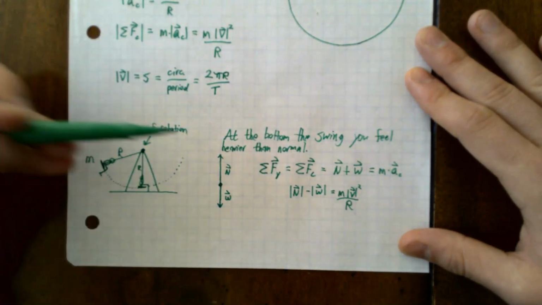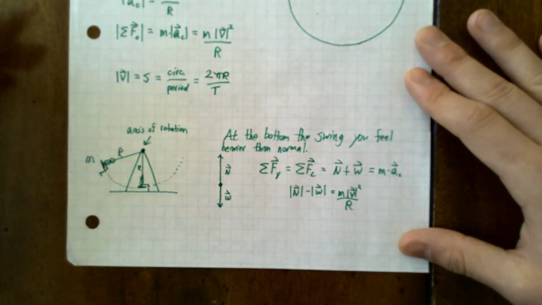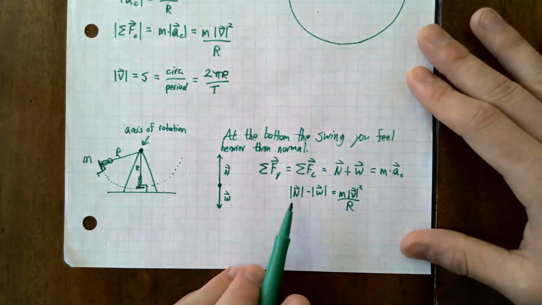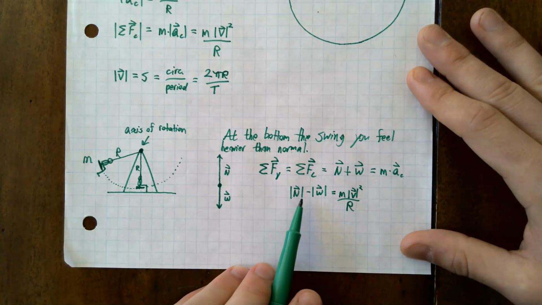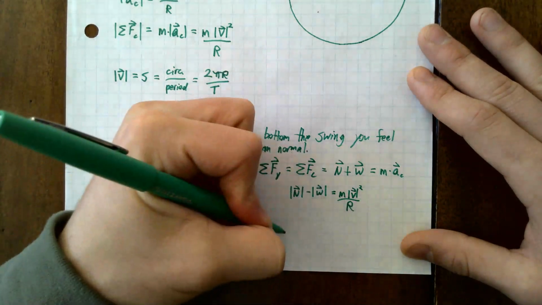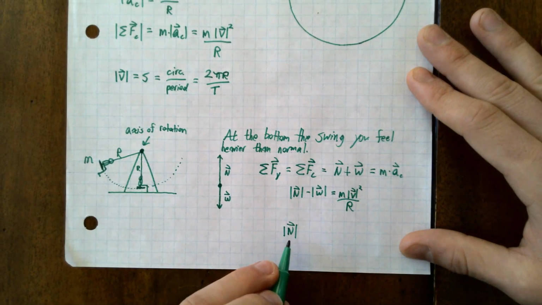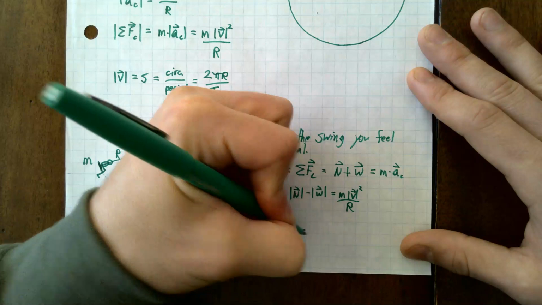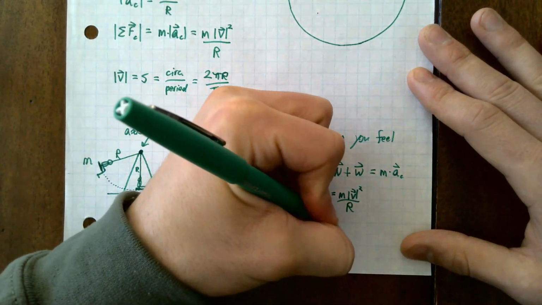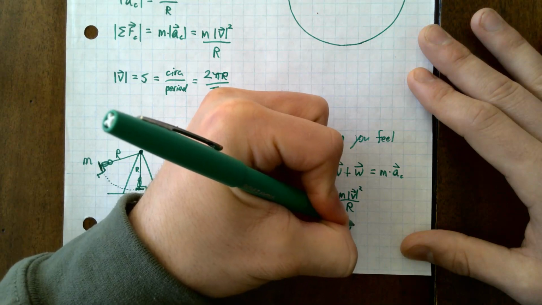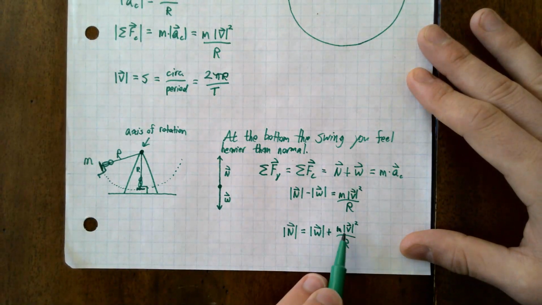So now if we want to find how much heavier you feel at the bottom, that force that tells you how heavy you feel is the normal force. That gives you a sense of how heavy you are feeling. So we need to isolate the normal force in this equation. We'd say the normal force, in other words, how heavy you feel, your apparent weight, is equal to your normal weight plus the force that's necessary to keep you in the circle. That would be our centripetal force.